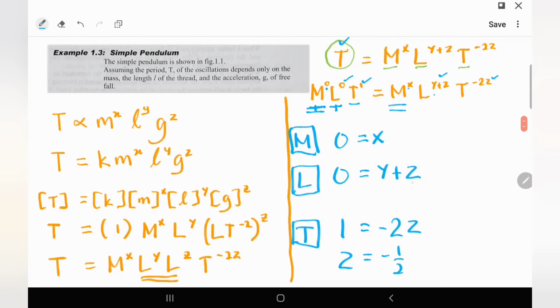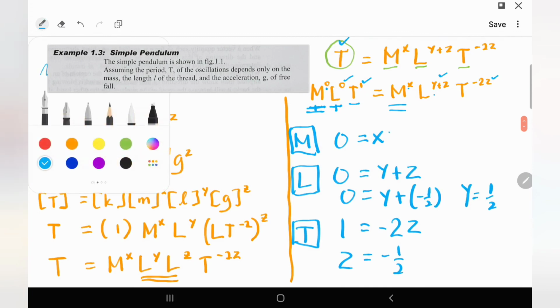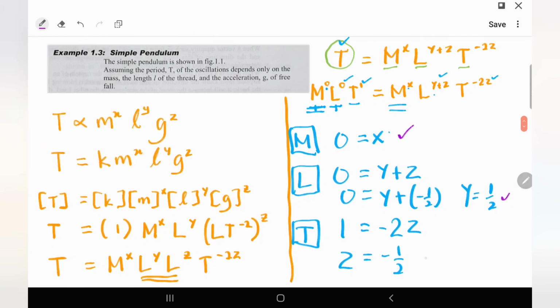Substitute Z into the second equation before. Alright, so 0 equals Y plus Z, which is negative half. So that you will get Y equals positive half, isn't it? Alright, so by getting the values of X, Y, and Z, then we just substitute into the main equation before here.